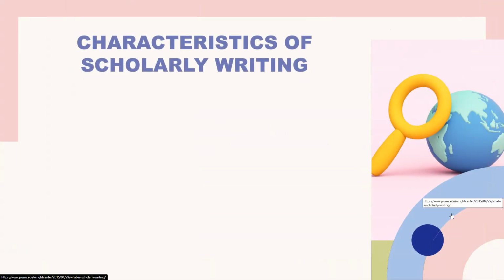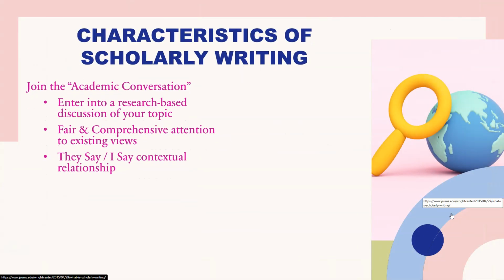So first of all, the characteristics of scholarly writing involve joining into that academic conversation that you have been viewing, evaluating, and understanding in the research. So you want to enter into a research-based discussion of your topic. You want to give fair and comprehensive attention to the existing views that you've already discovered.